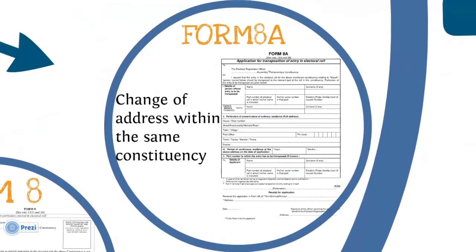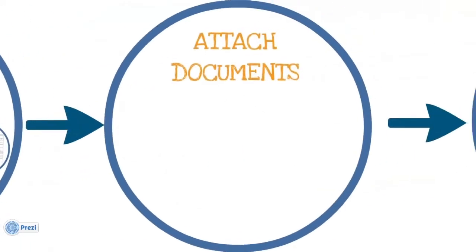Form 8A. This is for change of address within the same constituency. People who are already registered to vote, who have shifted to some other address within the same constituency need to fill this form. The second step is attaching the necessary documents.